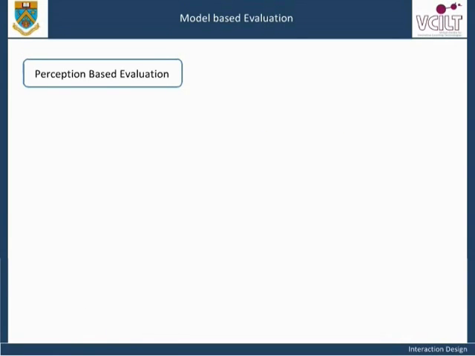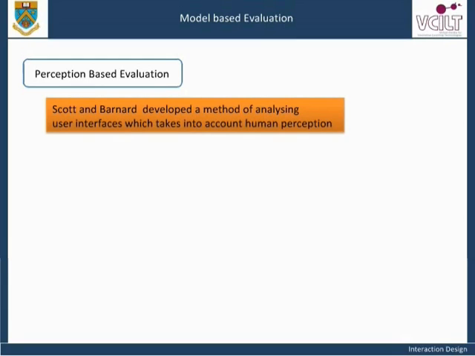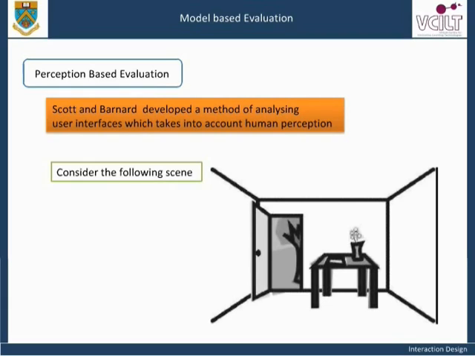Perception-based evaluation. Whilst developing ICS, May, Scott, and Barnard 1995 developed a method of analyzing user interfaces, which takes into account human perception. Consider the following scene. In this image we perceive a table in a room whose door is open. Outside, we see a tree and a hill. Inside, on the table, we see a vase of flowers and a piece of paper.